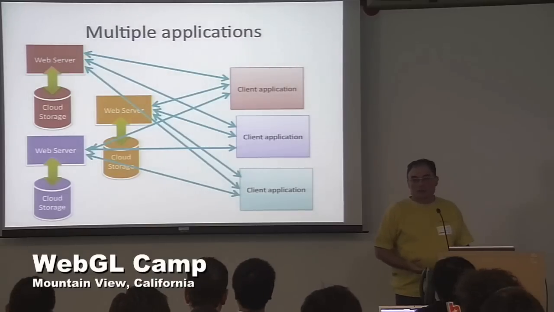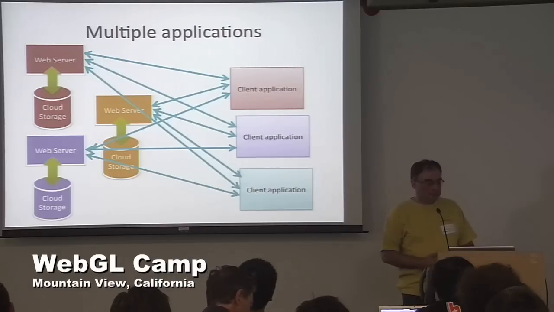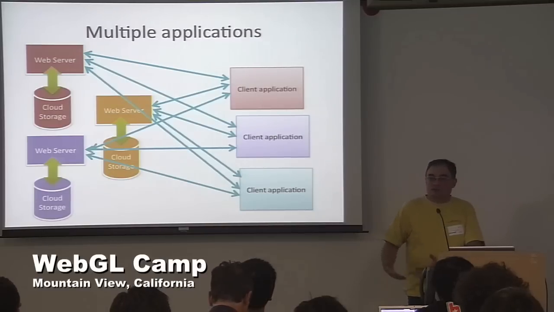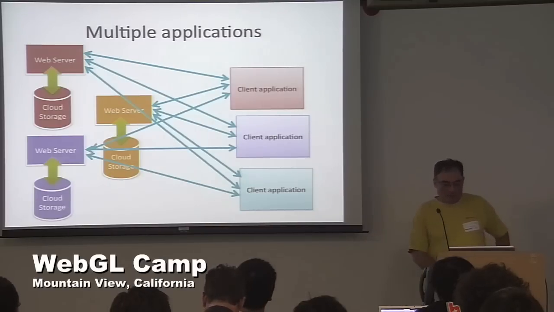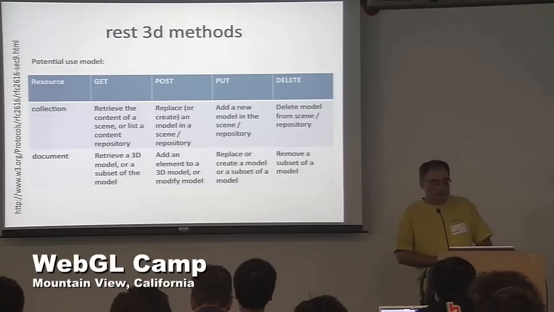And then the beauty of the web is that you can have multiple clients accessing multiple servers with the API, and by doing that, you can have multi-users and so forth, okay? As soon as you can design a REST API, you have all that for free, I would say, because that's what the web provides. So here's an example of what a REST3D method could do, based on what you want to get or put, and what the HTTP method is used for.